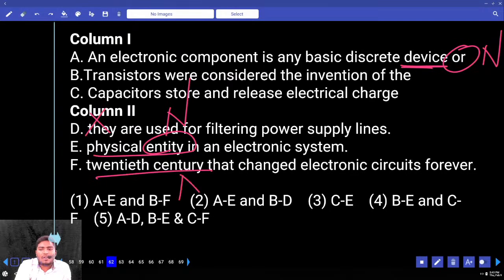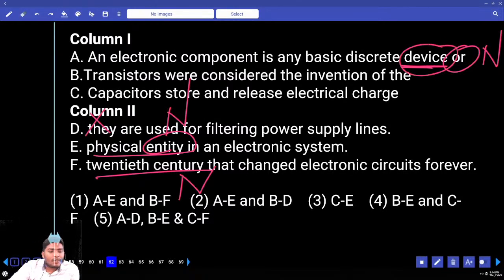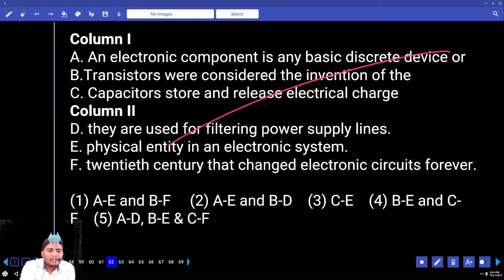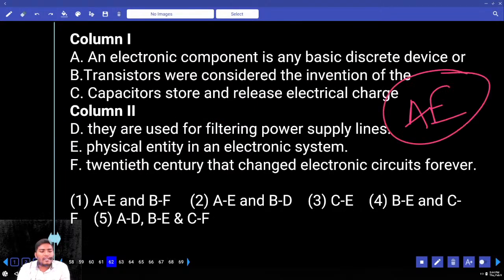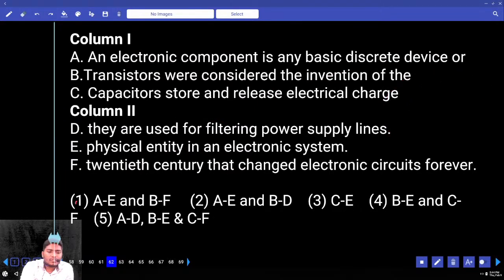20th century is also noun form. But we have to combine device with the same type of word. Tell me your answer. Only device and physical entity. So, the pair should come with AE again. How many options carry AE? First option, second option. Anything else? No. Let us check with BF, BD.